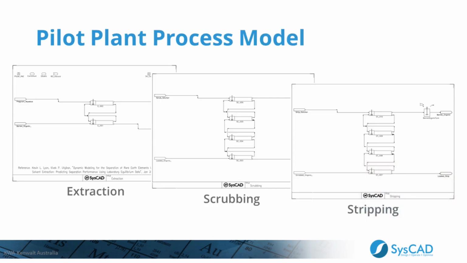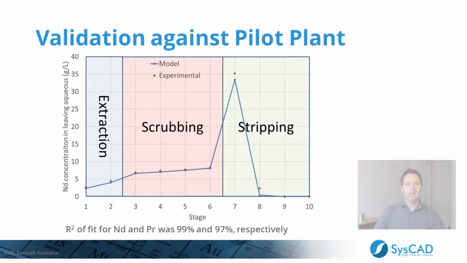So this is an overview of the pilot plant model. There were 2 extraction stages, 4 scrubbing stages, and 4 stripping stages in the pilot plant. And what we did is we compared them, and you can see the results here. This is the comparison of neodymium to praseodymium. The blue line is the model, and the red dots are the experimental points at steady state. And you can see there's a very good agreement here. And this is for neodymium concentration in the leaving aqueous from each cell.